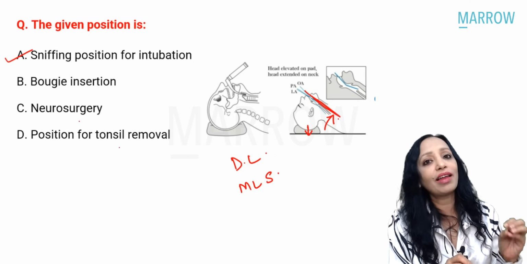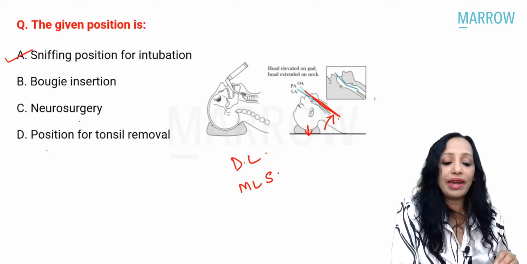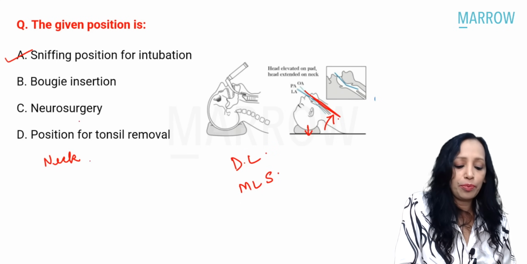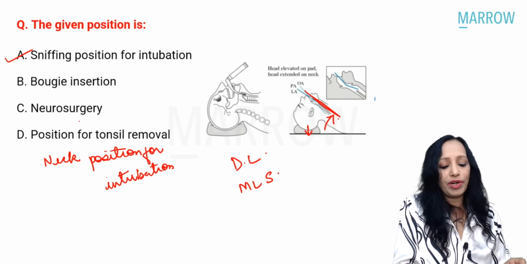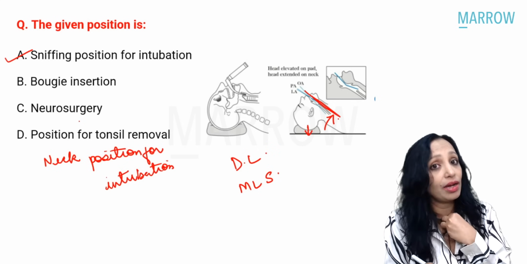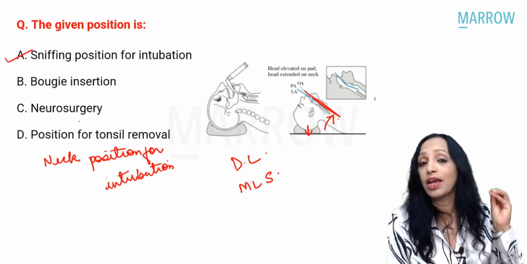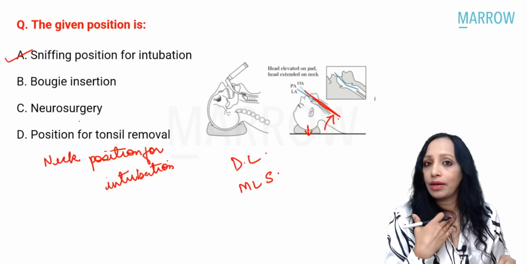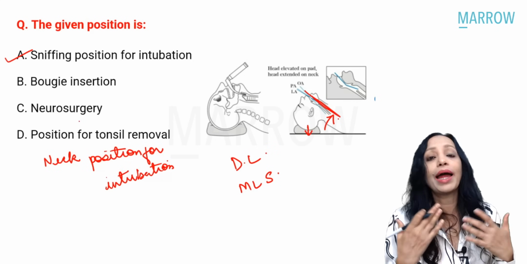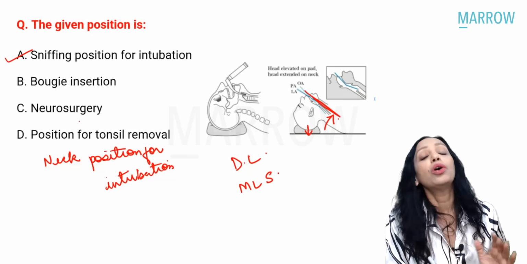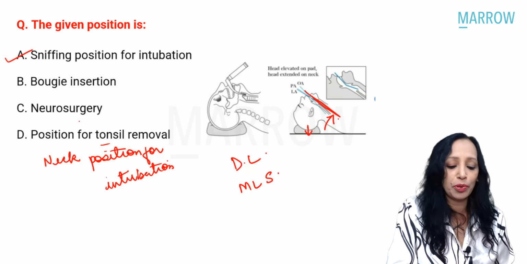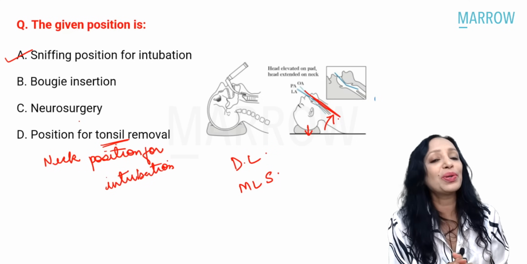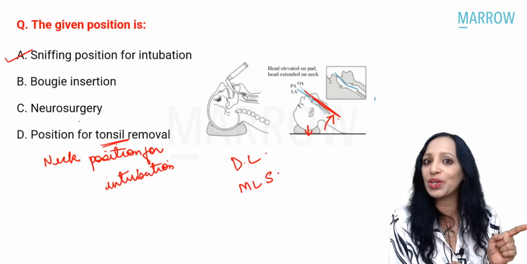Some students said that the last choice here was the neck position for intubation. So this is definitely not only the position of the neck, it is both the position of the neck as well as the head. So it is flexion at the cervicothoracic junction, and there is extension at the atlanto-occipital. But still, some students were not sure what the fourth choice was, so I'll just put it, tonsil removal. Why? Because this needs to be differentiated from another position, that is the Rose's position.